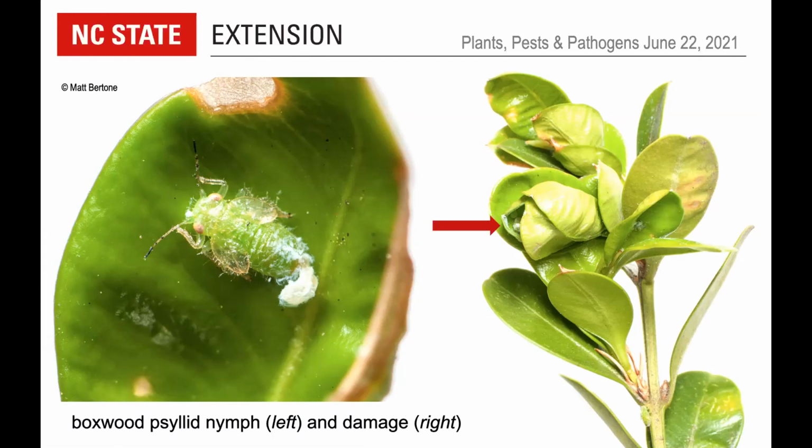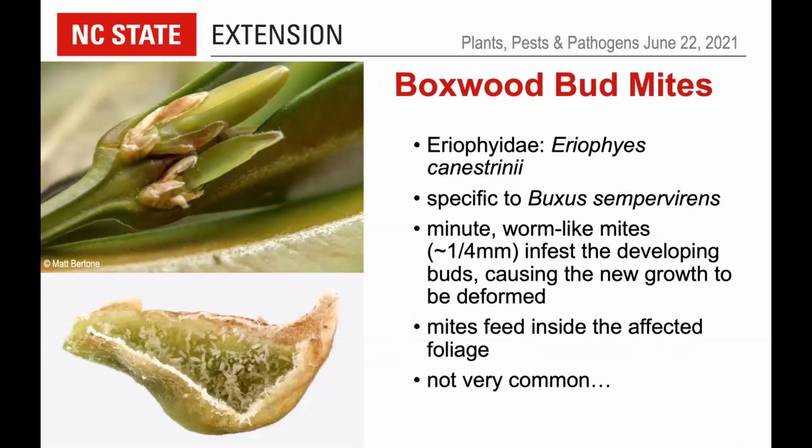Okay, great, thank you. So those are basically the three major pests of boxwoods. Really, those are going to be the most common arthropod pests of boxwoods. But I will mention a few others. So boxwood bud mites, this is an eriophyid mite. These little worm-like, very tiny mites are about 1/4 millimeter long. But you can see one here, there's a boxwood bud, and that little tiny thing is one of these mites. Eriophyes canestrinii, these are specific to Buxus sempervirens.